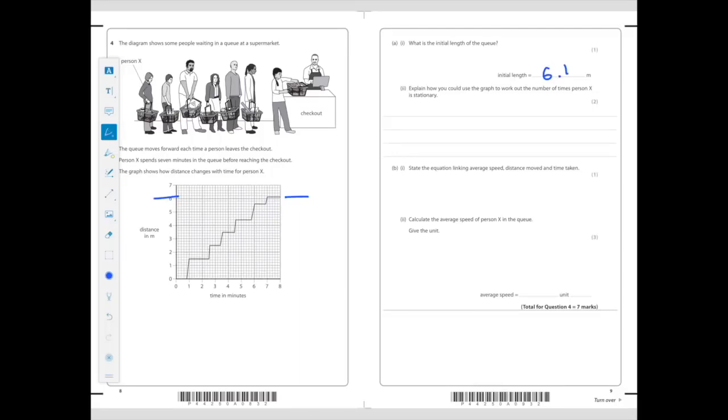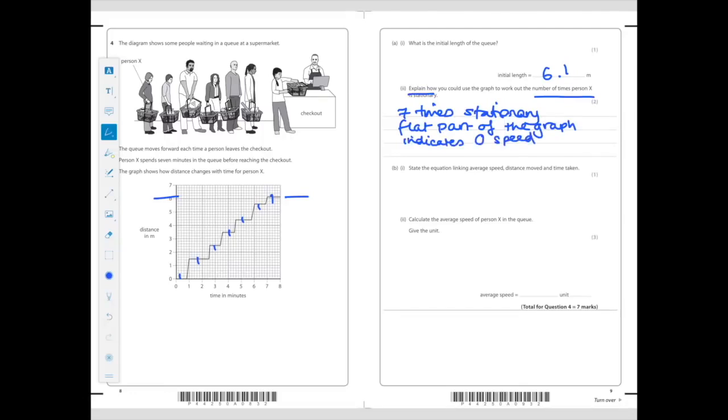Explain how you could use the graph to work out the number of times person X is stationary. So explain is going to be a very crucial word here, and we also need to work out the number of times the person is stationary. So stationary means that they don't move. So when aren't they moving? Well, it's all the flat portions of the graph. So that's 1, 2, 3, 4, 5, 6, 7. So you're going to say 7 times that they were stationary. And we know this because the flat part of the graph indicates zero speed.